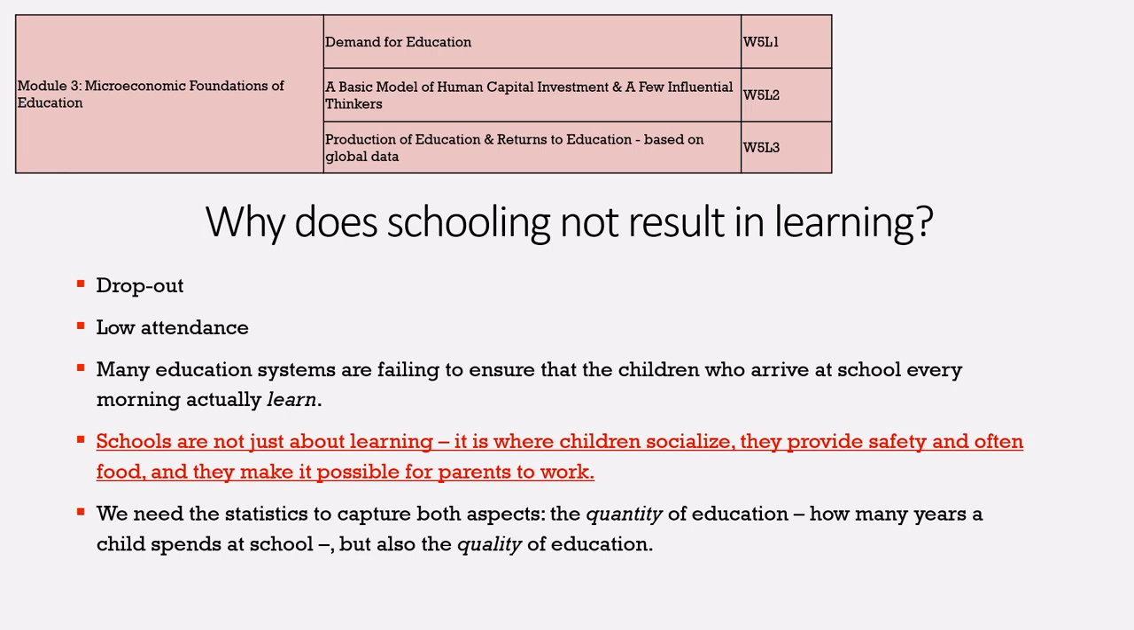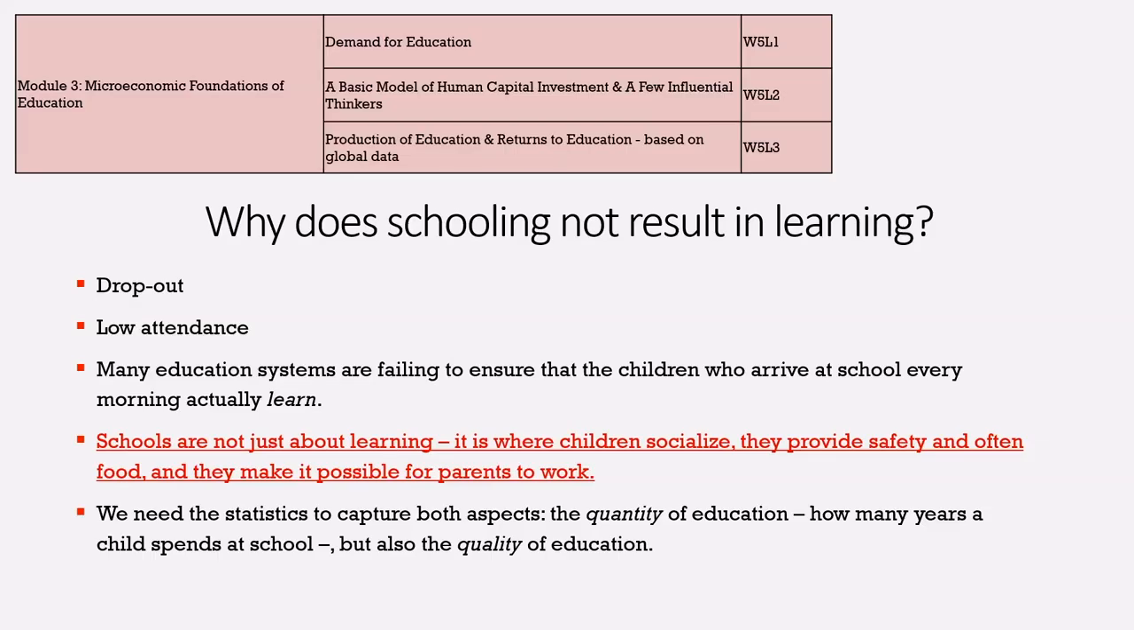We started with a simple question about why schooling does not result in learning, and we came up with a few possible reasons based upon the general reading that I had shared. So dropouts was one of the reasons, low attendance. Many education systems, we discussed, are failing to ensure that the children who arrive at school every morning actually learn.